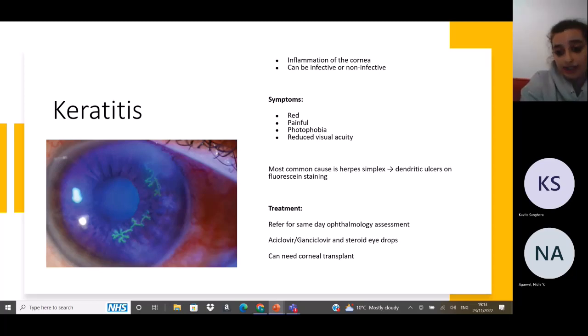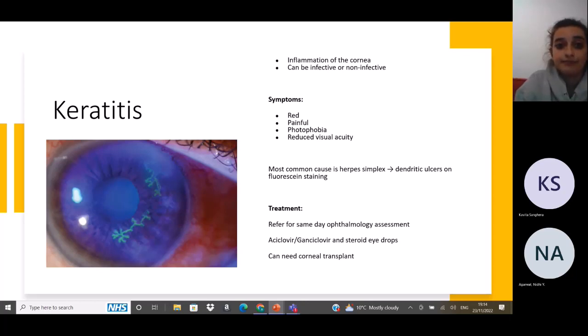And if you've got a keratitis, you want to refer it for a same-day ophthalmology assessment. So it's not something that you'd really be managing in primary care. Treatment for it is they're going to give some antiviral drops and also some steroid eye drops. But if it's really severe, rarely it can need a corneal transplant as well. So it's worth getting them seen by a specialist.